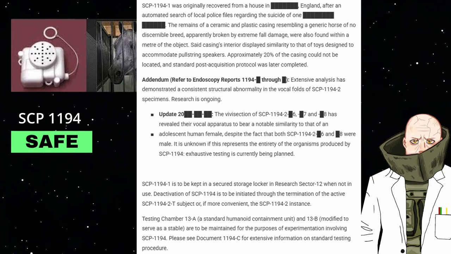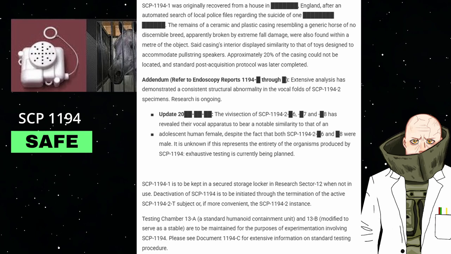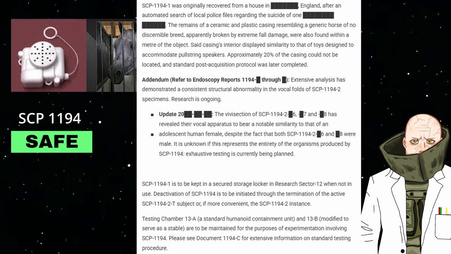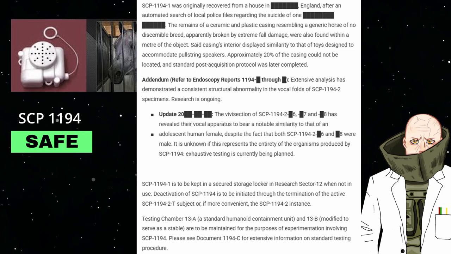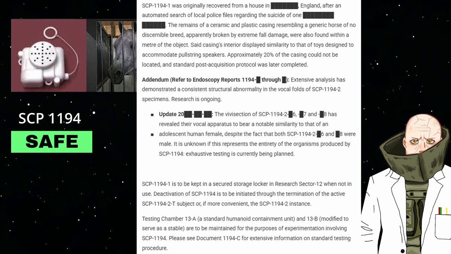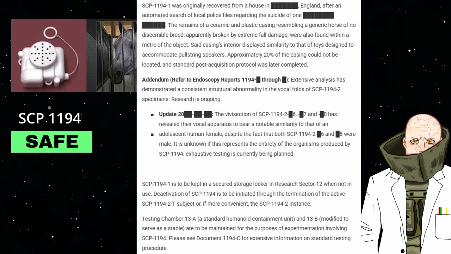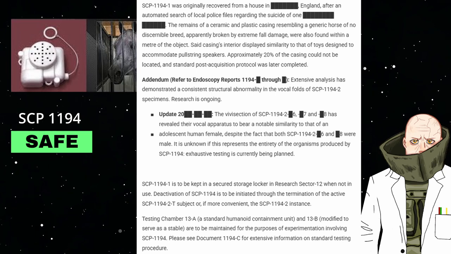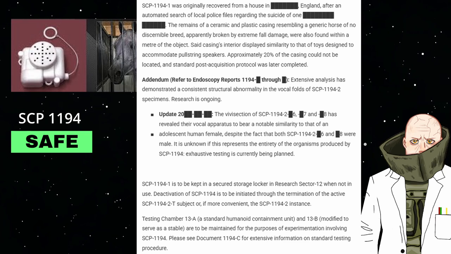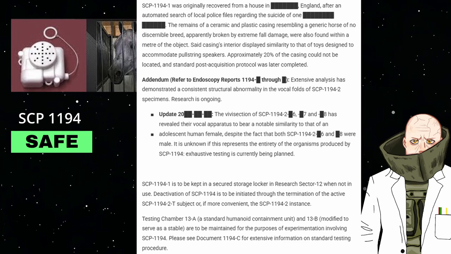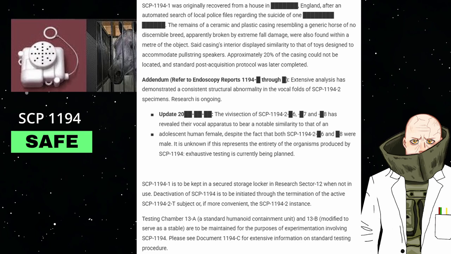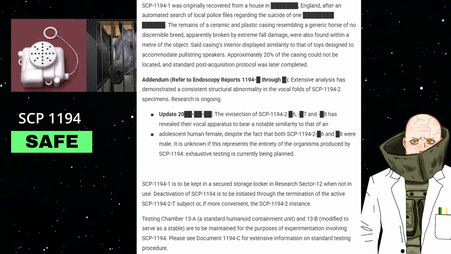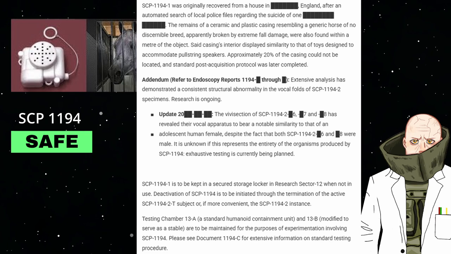SCP-11941 is to be kept in a secure storage locker in Research Sector 12 when not in use. Deactivation of 11941 is to be initiated through the termination of the active 11942-T subject, or, if more convenient, the 11942 instance. Testing Chamber 13A, a standard humanoid containment unit, and 13B, modified to serve as a stable, are to be maintained for the purposes of experimentation involving 11941. Please see Document 11941-C for extensive information on standard testing procedure.